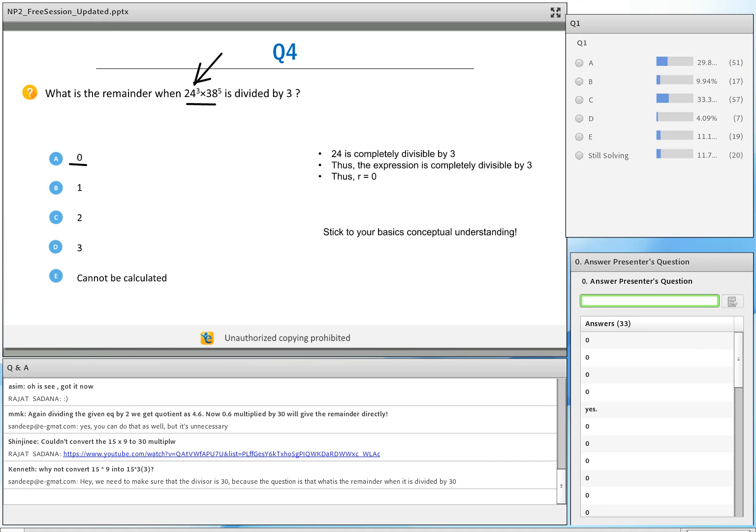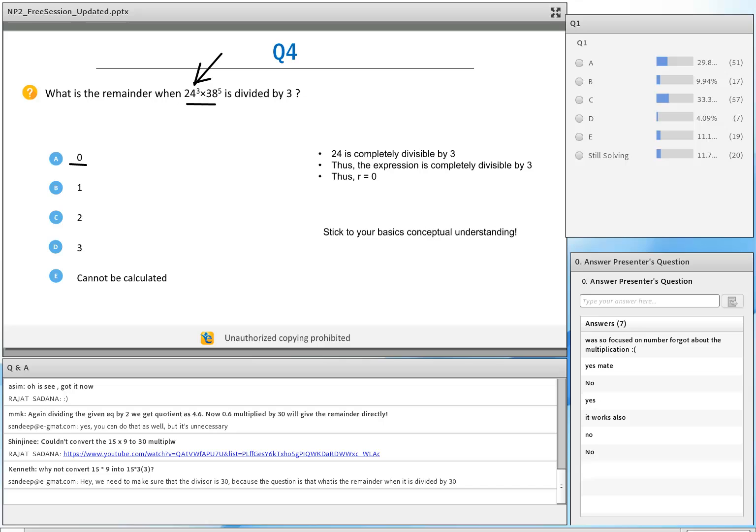Just because I'm telling you all of these methods, make sure you remember your basics. That's really important. Now, had you even used the formula, the method that we talked about on the previous slide, you would have still arrived at the same answer. Why? Because what's the remainder when you divide 24 by 3? It's 0.